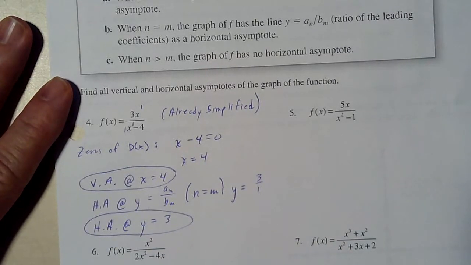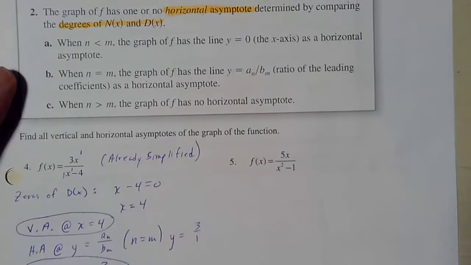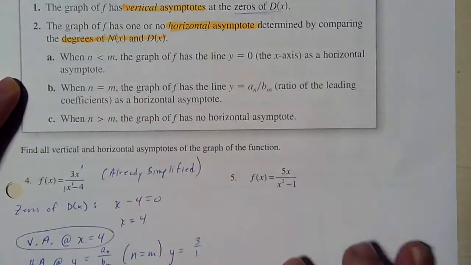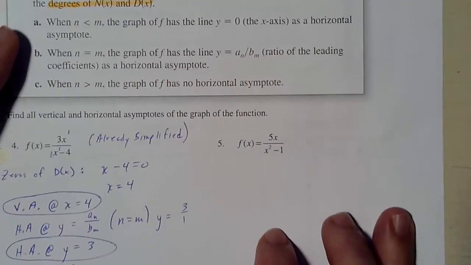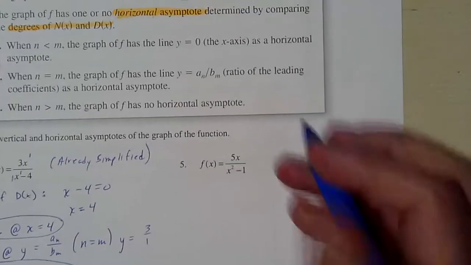Okay, let's look at 5. 5 has a little different scenario. We should be able to pick up the pace a little bit with the vertical asymptotes now. Horizontal asymptotes, I still have to go through some things. All right, so common factors. Let's try to simplify this.